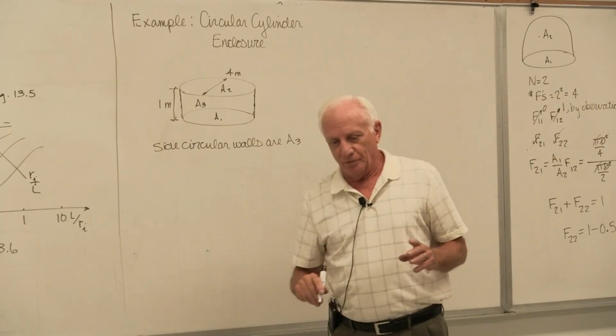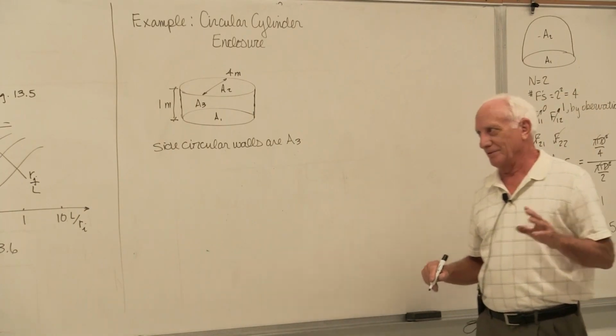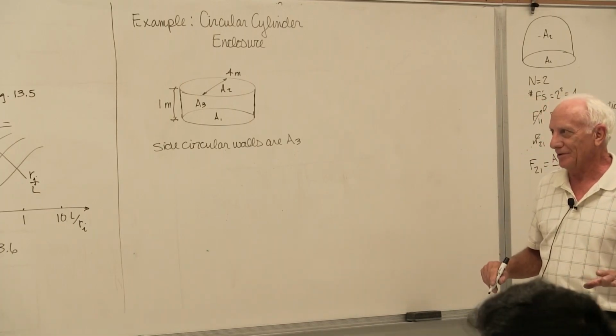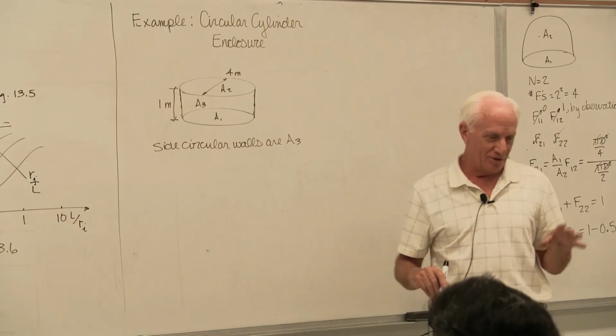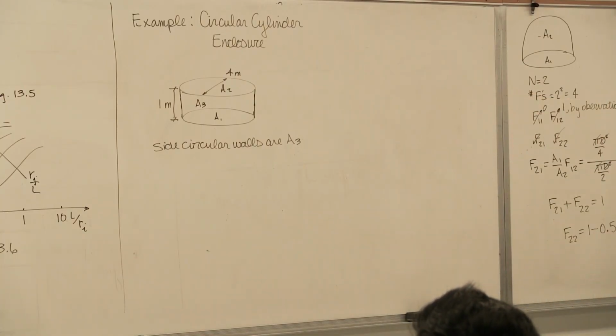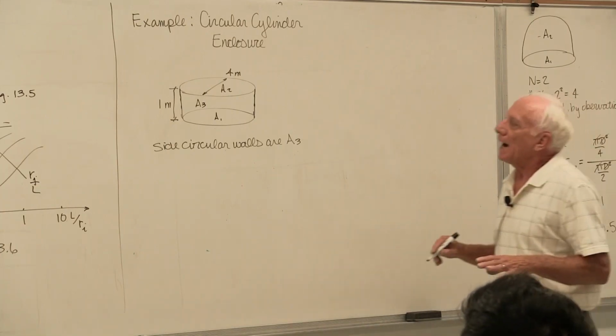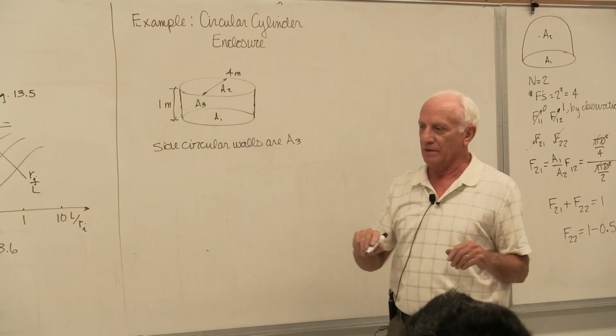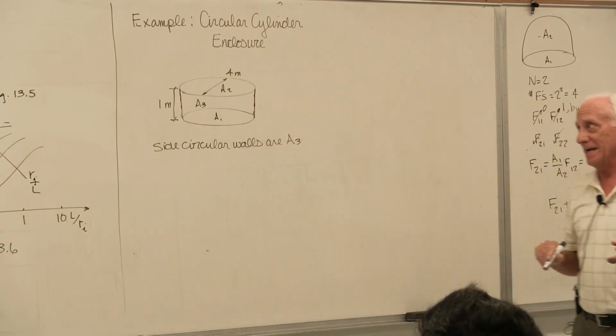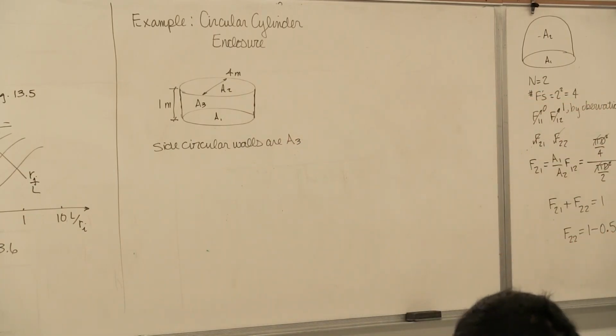You see, we're not calculating heat transfer yet. The first step in these problems is you calculate the view factors. Once you get the view factors, then you can find the heat transfer. But you can't find the heat transfer until you find the view factors. I might say, what is the net heat transfer between surfaces 1 and 3, the bottom and the sidewalls? The first thing I need is F13 to do that.